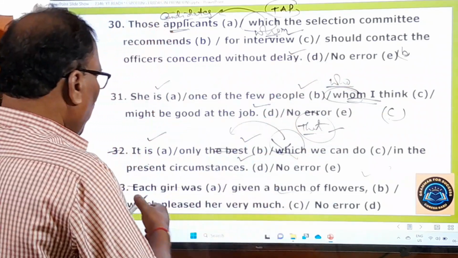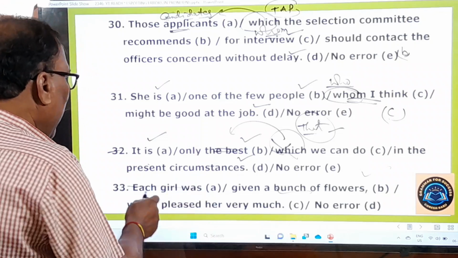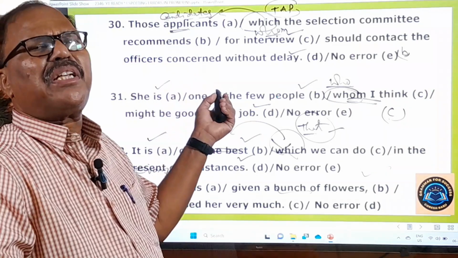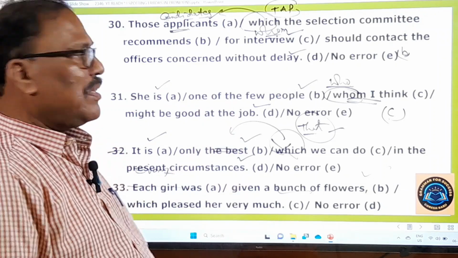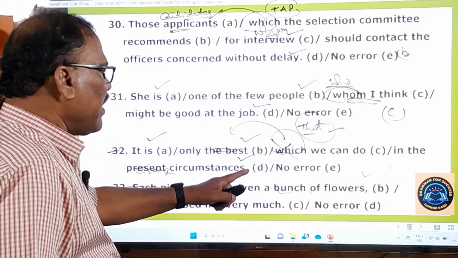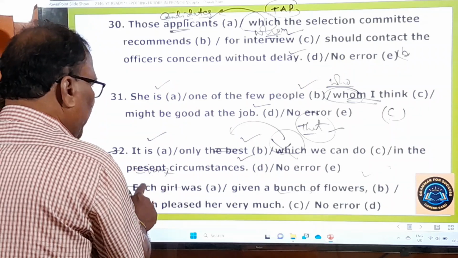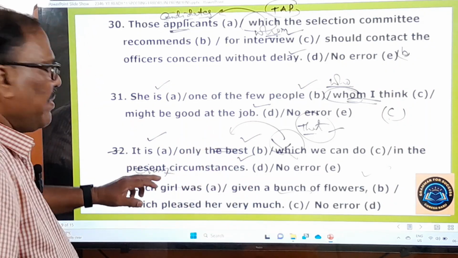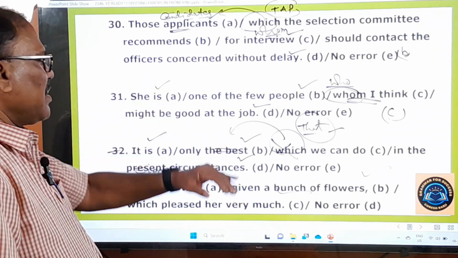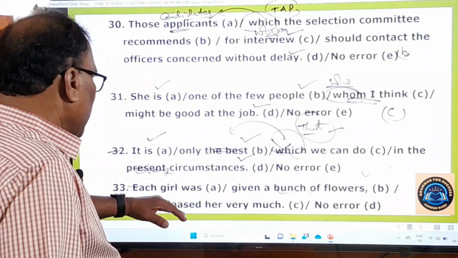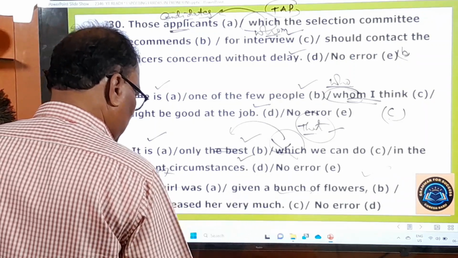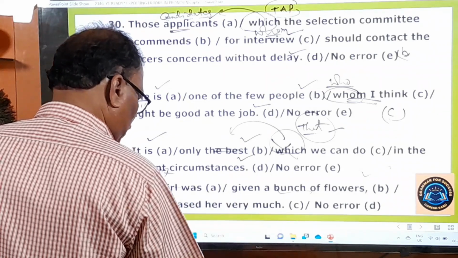But when you want to speak in general, you should say every. Every means all girls, unlimited number. That's why every girl was given a bunch of flowers. That is very important. Each is not fitting here, because it is used in a restricted sense. Every is a general sense. So every girl was given a bunch of flowers, which pleased her very much. And this A part is the mistake part.